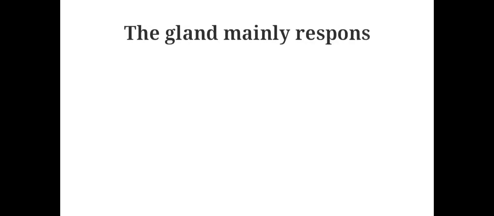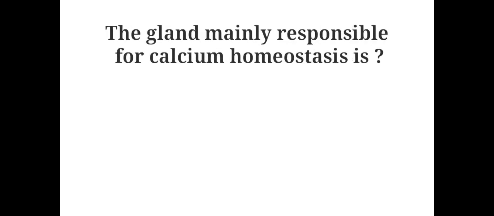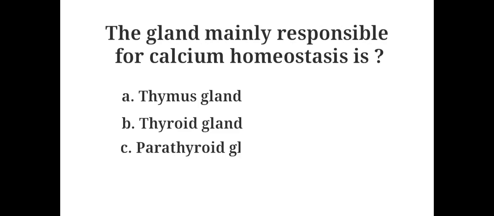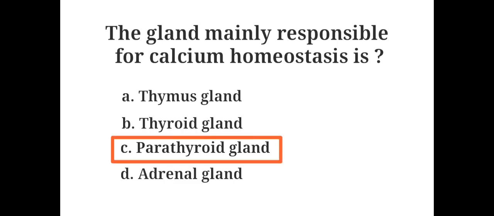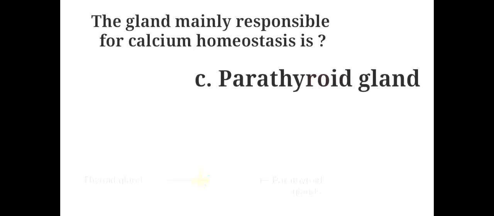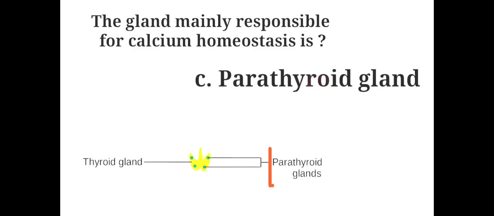The gland mainly responsible for calcium homeostasis is A. Thymus gland, B. Thyroid gland, C. Parathyroid gland, D. Adrenal gland. And the answer is C. Parathyroid gland. The gland mainly responsible for calcium homeostasis is parathyroid gland.